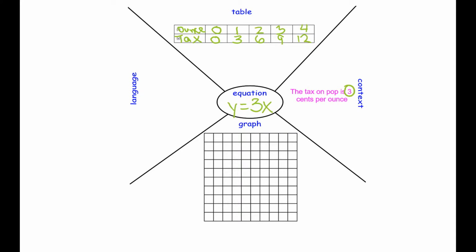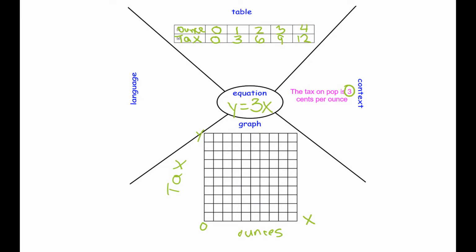Then I'm going to go to the graph. The graph, I can see if this is my x is my ounces. And then if I know this is my y-axis, that's going to be my amount of tax. So labeling the ounces, I know from my table I go from 0 to 4. So 0 is going to start here. And I have plenty of space on the bottom.